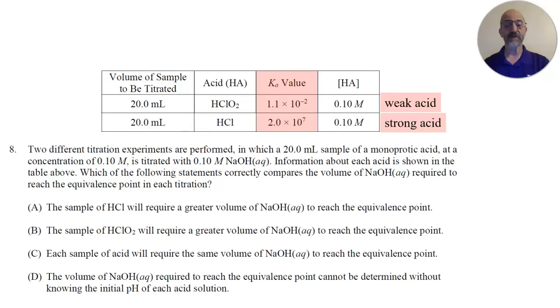So if I have a weak acid versus a strong acid, is that going to make a difference in terms of the volume of sodium hydroxide required to reach the equivalence point? And it turns out, no, it's not going to make a difference. All we care about is the number of moles of the acid. We don't care whether it's strong or weak. All we care about is the number of moles.